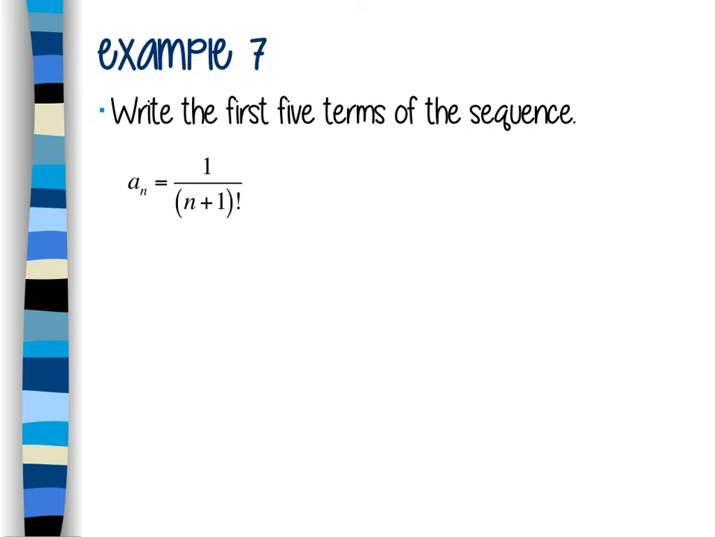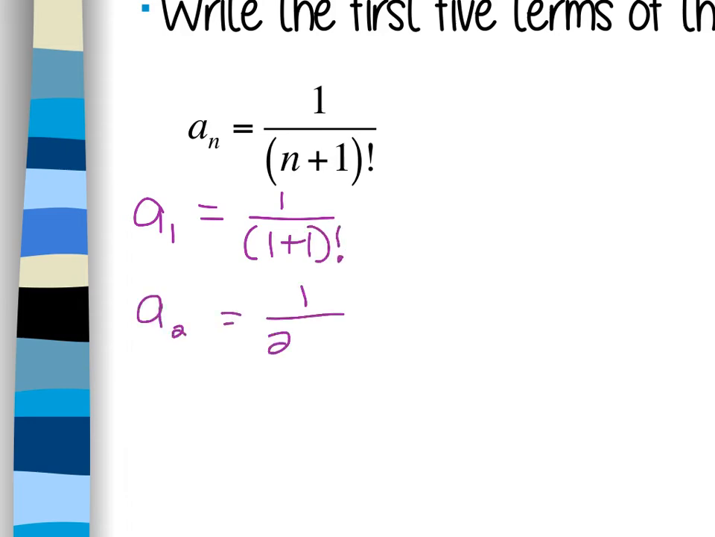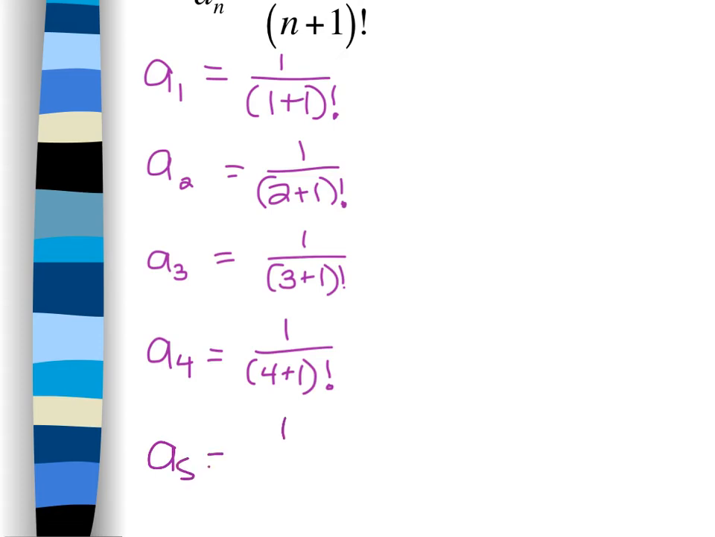All right, this says write the first 5 terms of the sequence, and now we've got a factorial in it. I start with the first one, a sub 1, which would be 1 over 1 plus 1 factorial. A sub 2, 1 over 2 plus 1 factorial. A sub 3, 1 over 3 plus 1 factorial. A sub 4, 1 over 4 plus 1 factorial. And a sub 5, 1 over 5 plus 1 factorial.